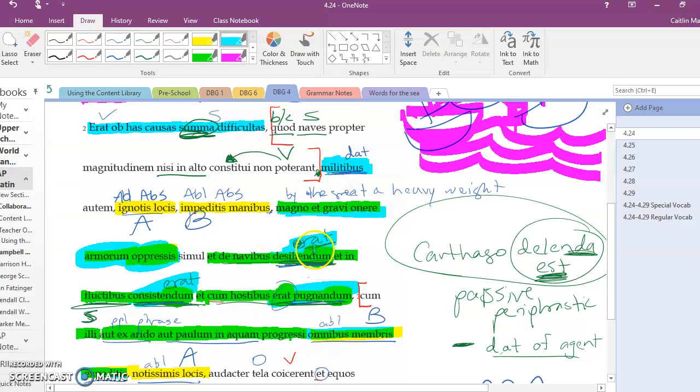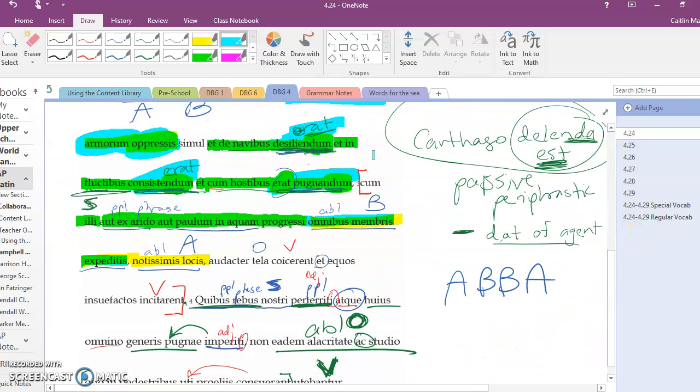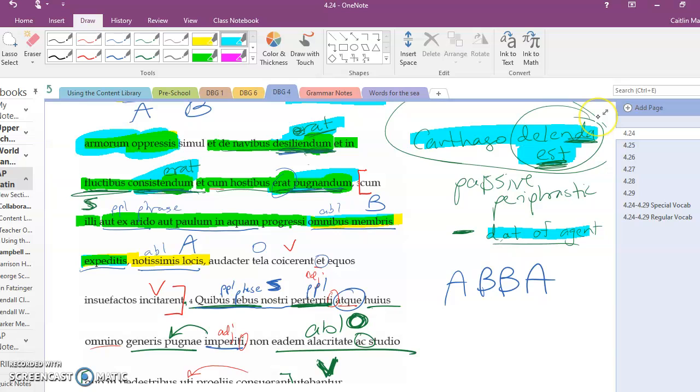Literally, it had to be desiliendum by the militibus. But we're going to say the militibus had to desiliendum de navibus, and in fluctibus consistendum, and pugnandum cum hostibus, right? Those are datives of agent with the passive periphrastic. Carthago delenda est. Carthage must be destroyed by the dative. And then we get our cum clause. And cum clauses, like any clause, are going to have their own subject.